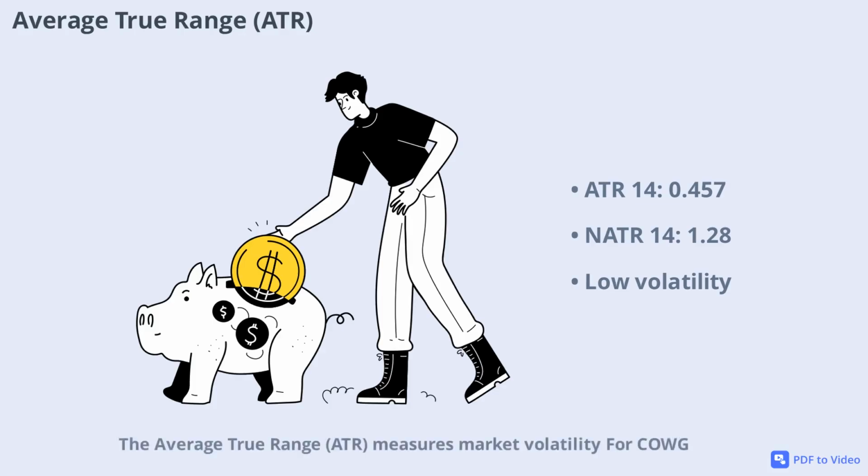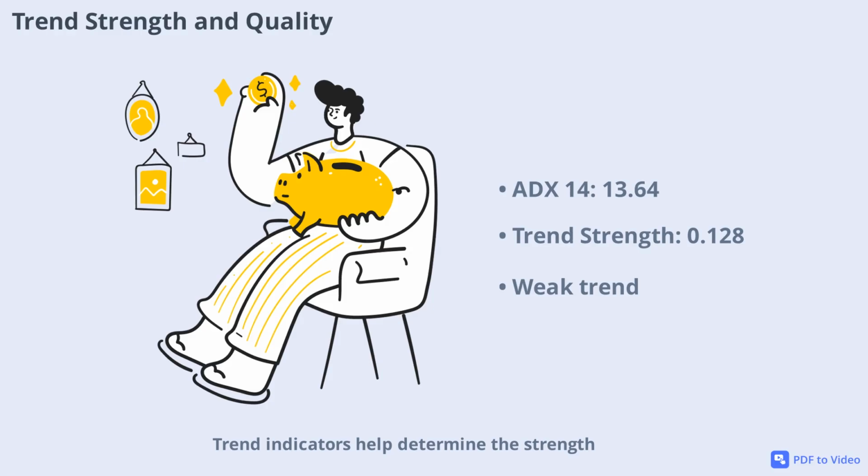The average true range, ATR, measures market volatility. For COWG, the 14-day ATR is 0.457, and the normalized ATR is 1.28. These values indicate relatively low volatility, which is consistent with the narrow Bollinger Band width observed earlier. Low volatility environments can precede sharp moves, so traders should be alert for any increase in ATR as a potential signal of a breakout.